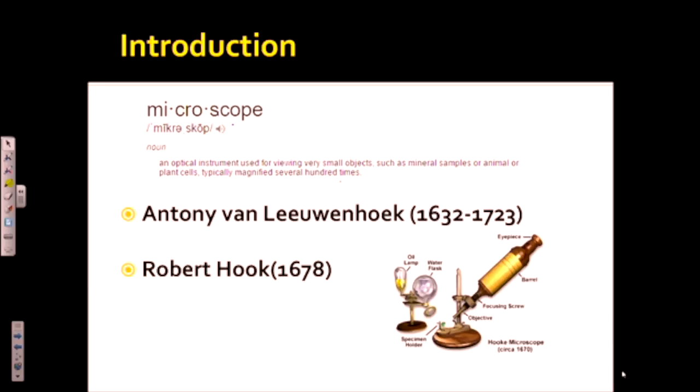The history of the microscope goes back to the 1600s, where Antony van Leeuwenhoek was the first person to actually see living cells under the microscope. On the right, you can see another microscope, by Robert Hooke. He was the first to assemble an actual microscope. If you see, it's a very, very old pattern of scope. From that, we have evolved a lot till this date.